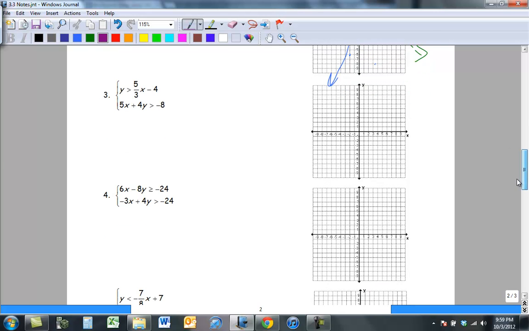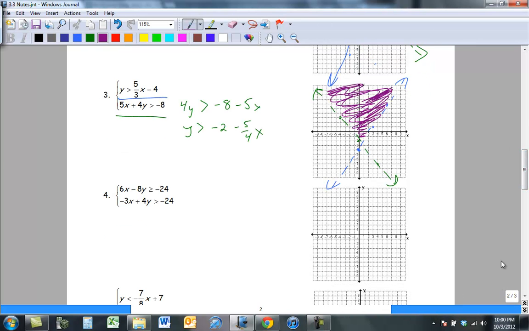Number 3 should look like this. Number 4, I like 4. 4 is great. -8y is greater than or equal to -24 minus 6x. y is less than or equal to 3 plus 3/4 x. I like that one. And then this one, you get 4y is greater than -24 plus 3x. So y is greater than -24, oh, excuse me, sorry, divide by 4, right? -6 plus 3/4 x.